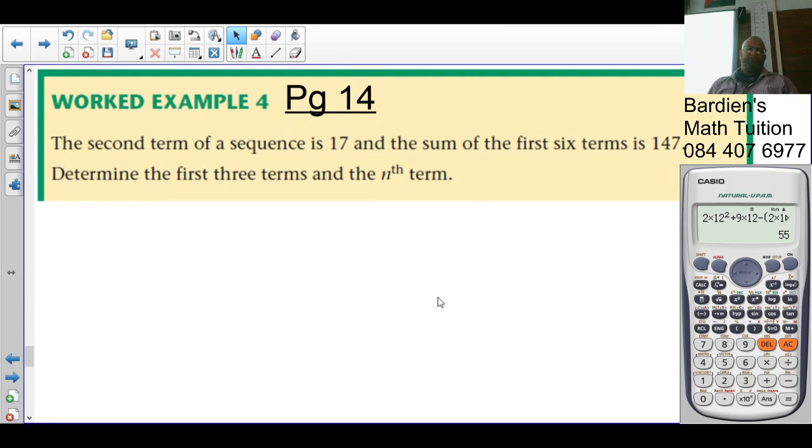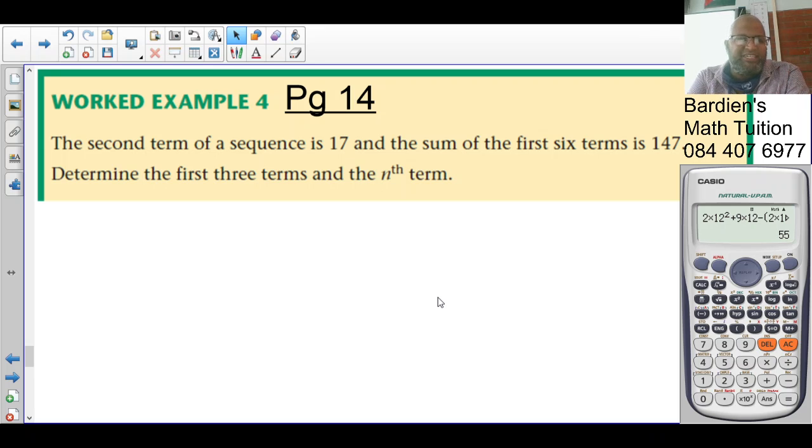Okay, work example 4 on page 14. Always write your reference down so that we know where the homework is coming from, where the sum came from, which exercise or which example. The second term of a sequence is 17. So what do I write there? T2 is 17. The sum of the first six terms is 147.